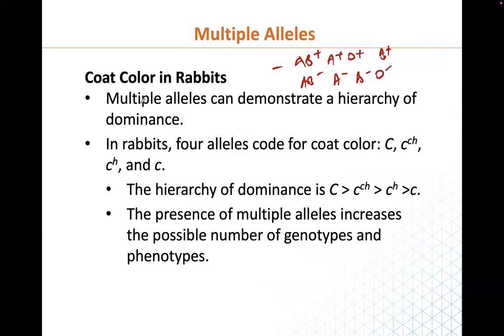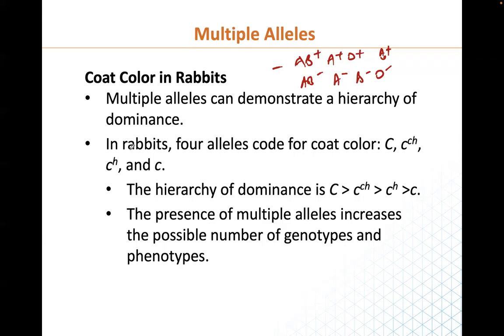Another example of multiple alleles is the coat color of rabbits. Multiple alleles can demonstrate a hierarchy of dominance. The meaning is, although we have multiple alleles, the hierarchy of these alleles is not the same. Some have a higher hierarchy than the other ones.